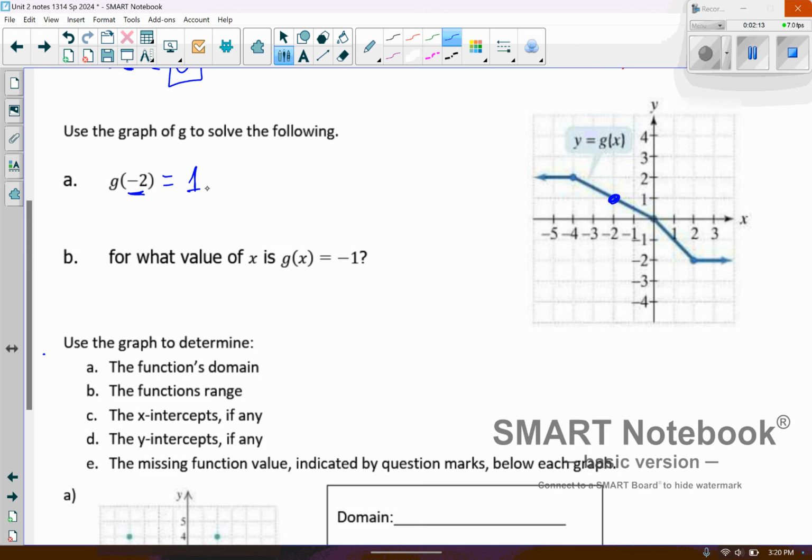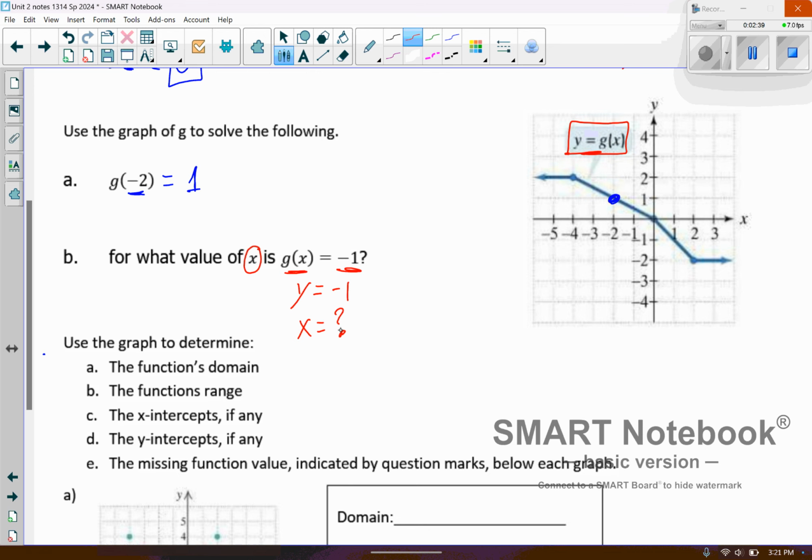And then part B, we're actually going to go in reverse. They're asking us to find the x value for when g of x equals -1. So what you're going to notice a lot of times is that, remember, the function notation is just the same thing as y right there. See, y is equal to g of x. So right now what they're doing is they're telling you y equals -1, x equals what? That's what we're looking for now.